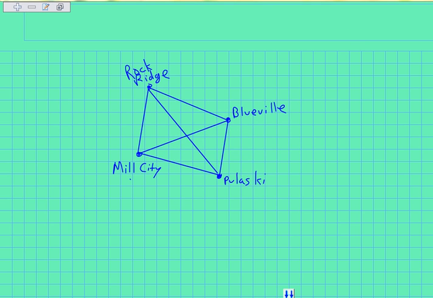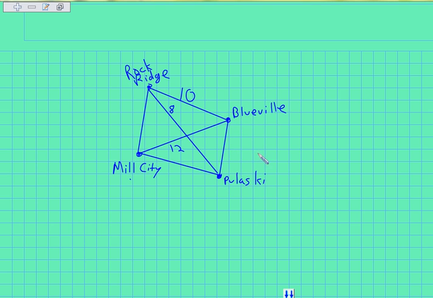I'm going to say that if I'm going to take the road between Rock Ridge and Blueville, that, let's say, is 10 miles long. And if I'm going to take the road that goes from Rock Ridge to Pulaski, that might be a road that is 8 miles long. From Blueville to Mill City, I may say that that's 12 miles long.